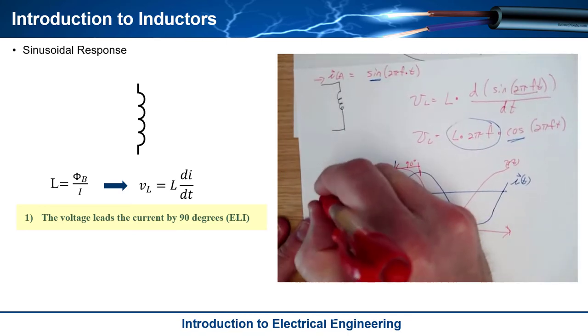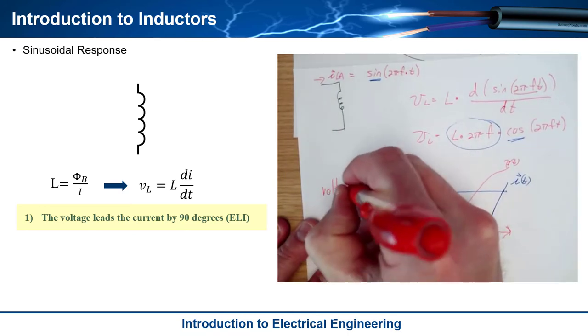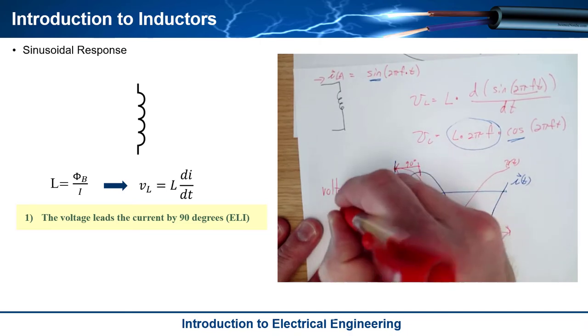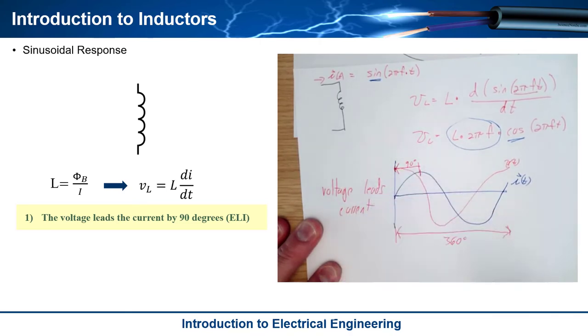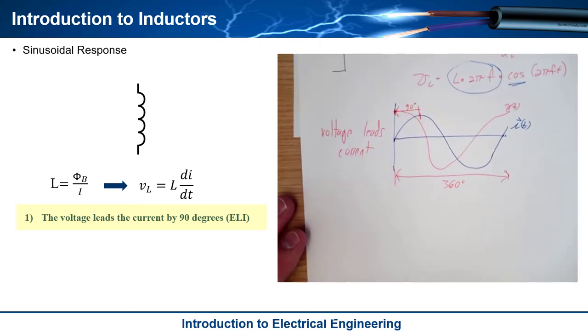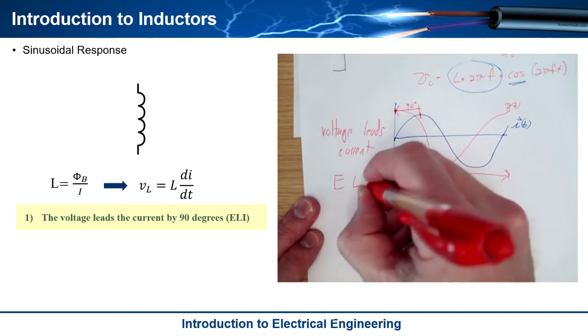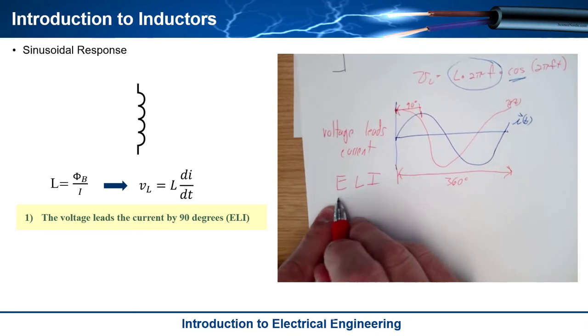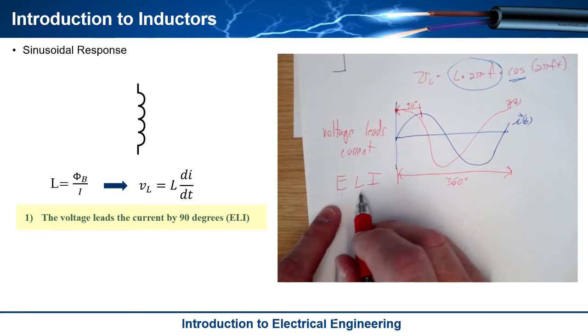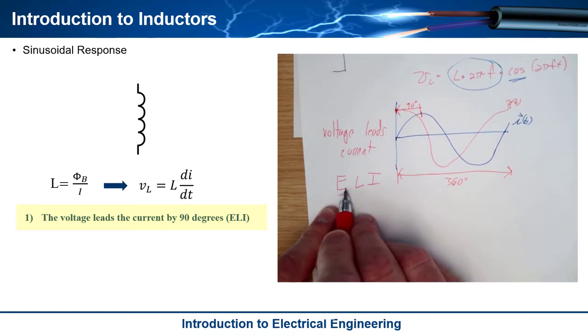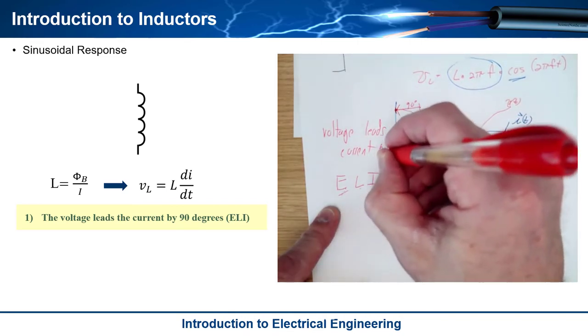So I say that the voltage leads the current in an inductor. Another way to write that down is you remember this acronym right here, ELI. You've got E, which is electric field. That's what physicists use for E. We use V, but VLI doesn't really rhyme. So we go ELI. The voltage leads the current in an inductor by 90 degrees always.